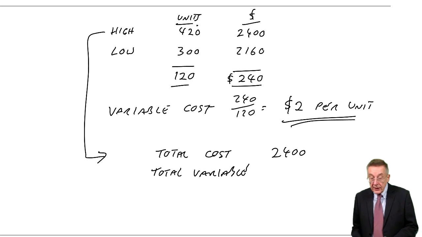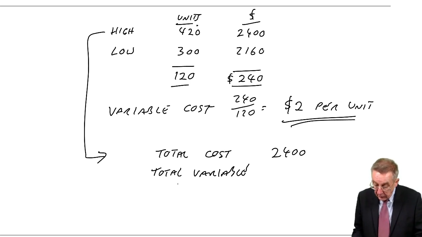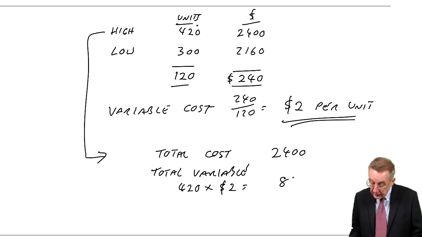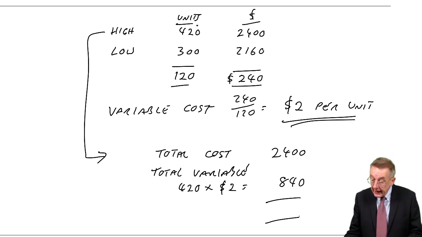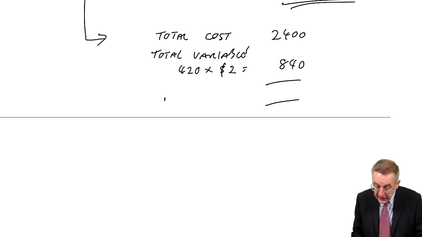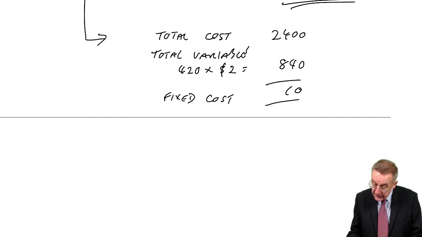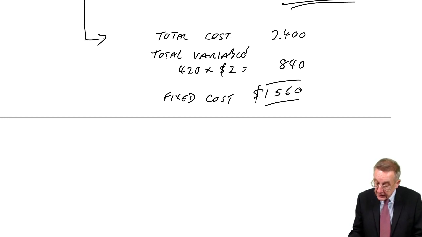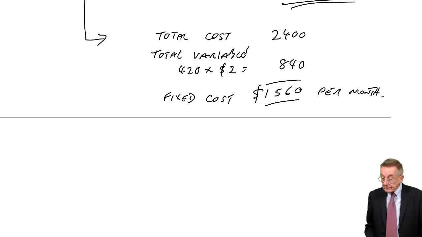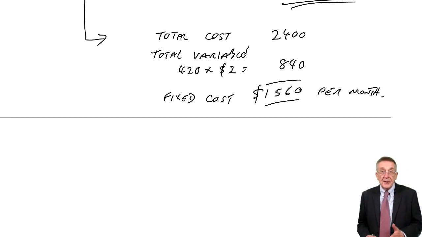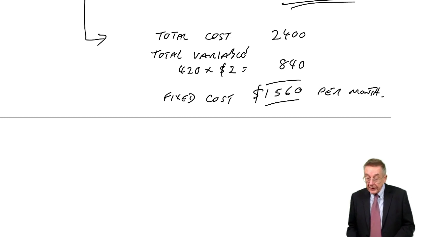Included in the 2,400 must be a variable cost of 420 units at $2 each, which is 840. Well, if 840 of the total is the variable cost, the remainder must be the fixed cost. The fixed cost must be 1560 per month. Now, I said when we did this before, in the exam, speed is of the essence. And so be confident in yourself.